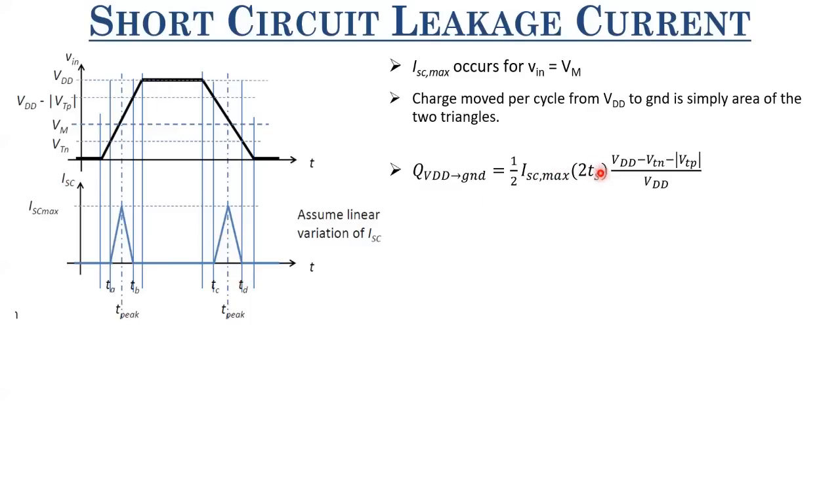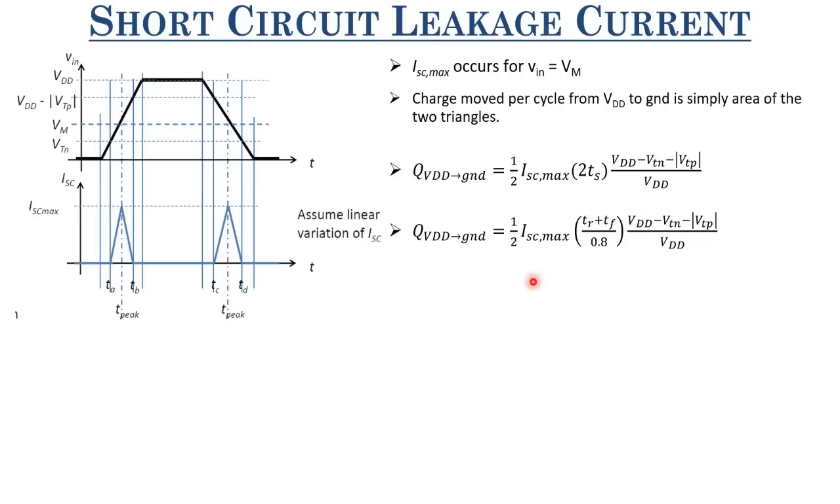Now this TS can be represented in the form of TR and TF as well, the rise time and fall time. So this is simply half ISC max times (rise time plus fall time) divided by 0.8, times (VDD minus VTN minus mod VTP) divided by VDD. Since TR equals TF equals 0.8 of TS, we can replace this TS with the rise and fall times, because that is something which is measurable. Then we can relate this charge, which is moved from VDD to ground, as half ISC max, (TR plus TF) by 0.8, and then the fraction of the voltage swing for which the short circuit current is flowing.